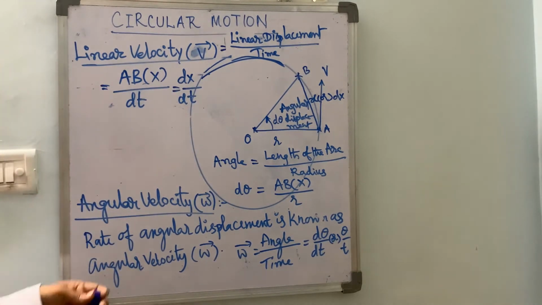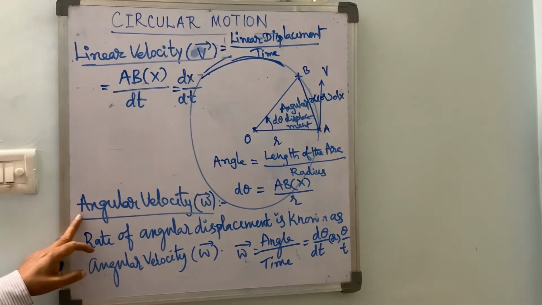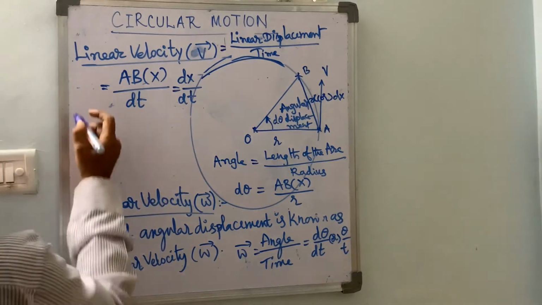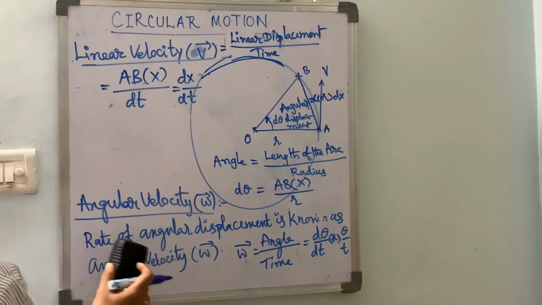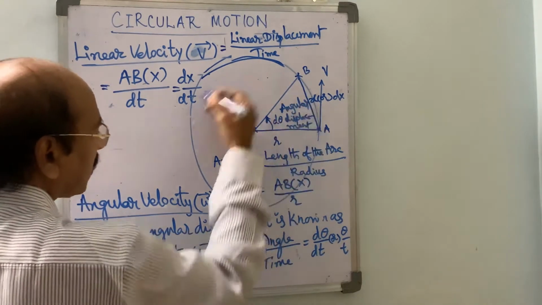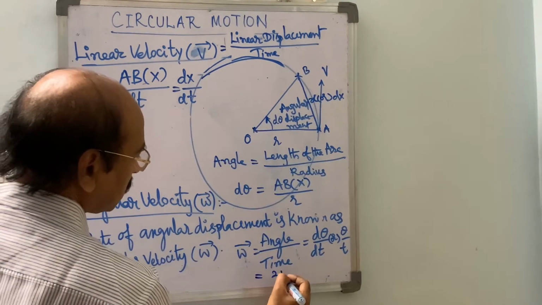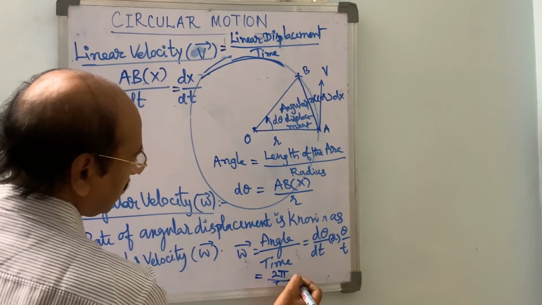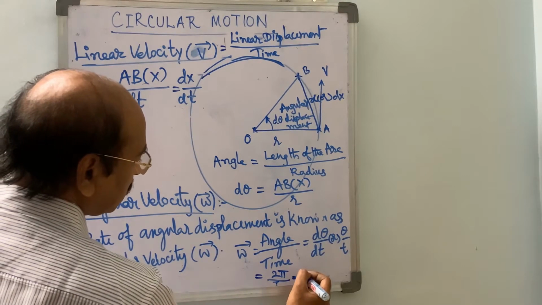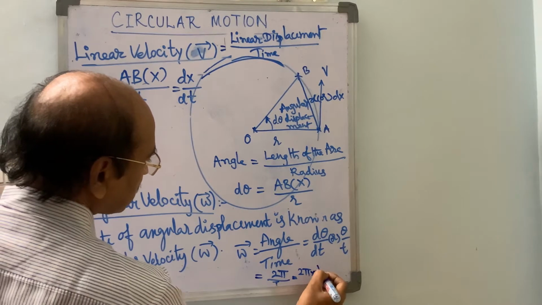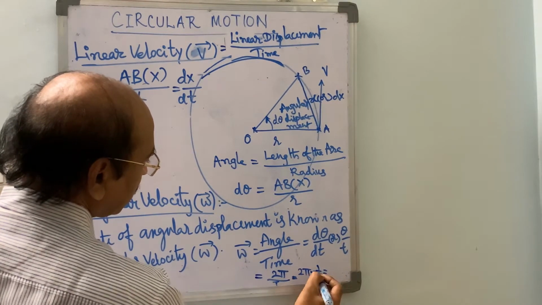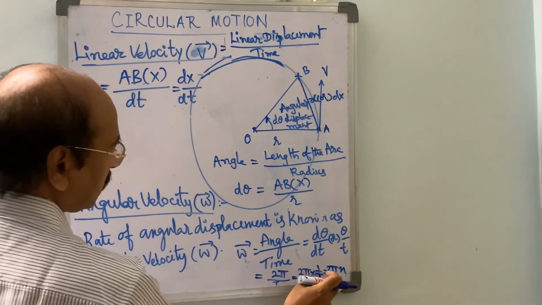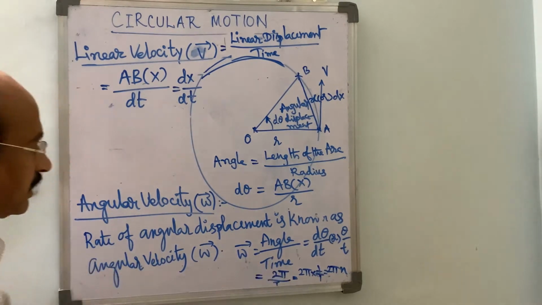Now let us derive the relation between linear velocity and angular velocity. The angle covered for one complete revolution is equal to 2 pi radians, in the time taken for one oscillation, the time period, 2 pi by T, or it is equal to 2 pi into 1 by T. It is nothing but frequency. 1 by T is frequency n, therefore 2 pi n. Therefore omega is equal to 2 pi n or 2 pi by T.